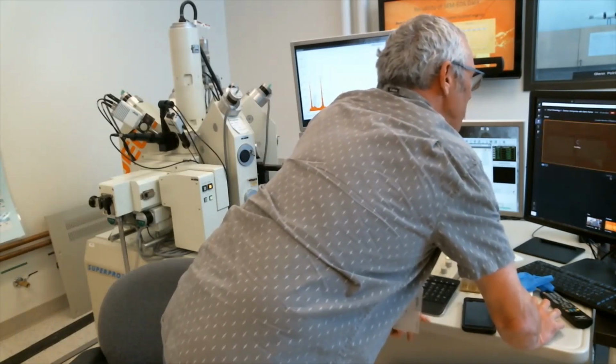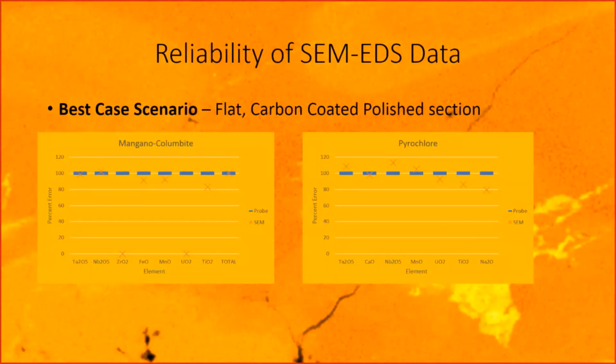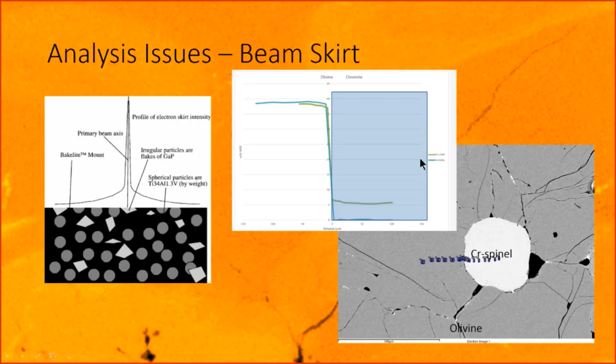I just realized you didn't see any of those pictures I just showed you. Hang on a second. Sorry. There. This is what I meant to show you earlier. And again, I'll go over it. This is a spinel. This is the olivine.